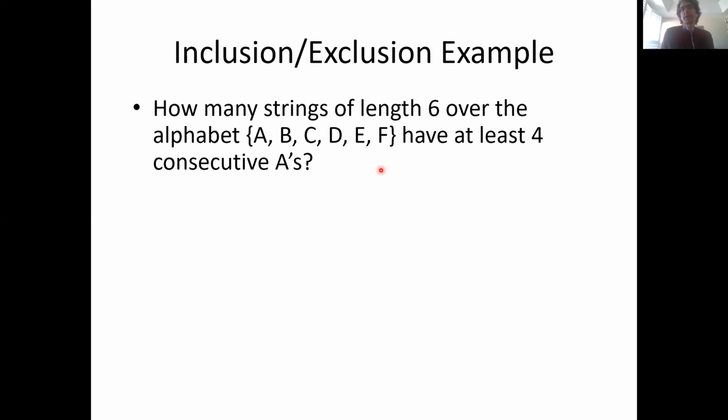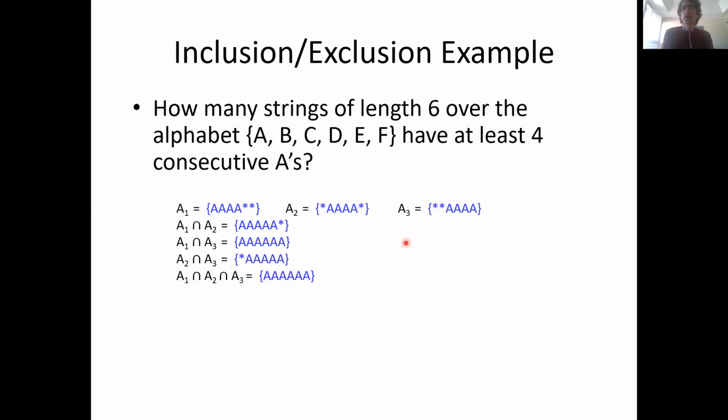And now if you have this alphabet and you have 6 characters and only 4 consecutive A's, now you have more choices, right? Because set A1, A2, A3: there are 4 A's with don't care for the 5th and 6th element, or don't care for the first, or don't care for the first and second. And the pairwise intersections look like this, right? For example, these 2 sets intersected mean that 5 elements have to be A, or this and this intersected is like all A's.